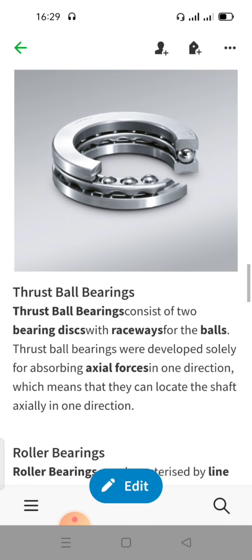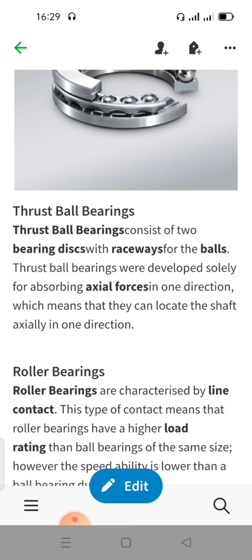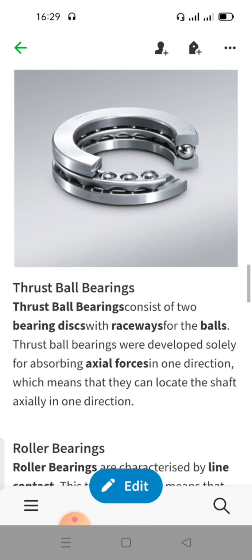Okay. Now come the thrust ball bearing. Thrust ball bearing consists of two bearing discs. You see, two bearing discs with raceways for the ball. The thrust ball bearings were developed solely for absorbing axial forces in one direction, which means they can locate the shaft axially in one direction.